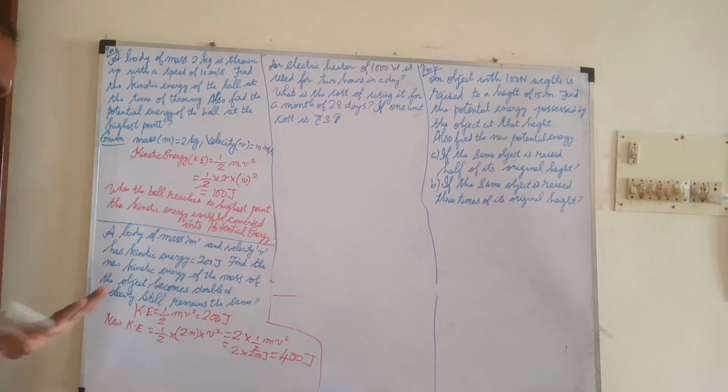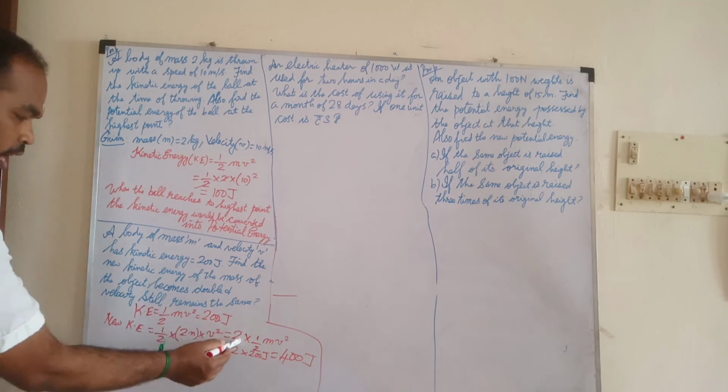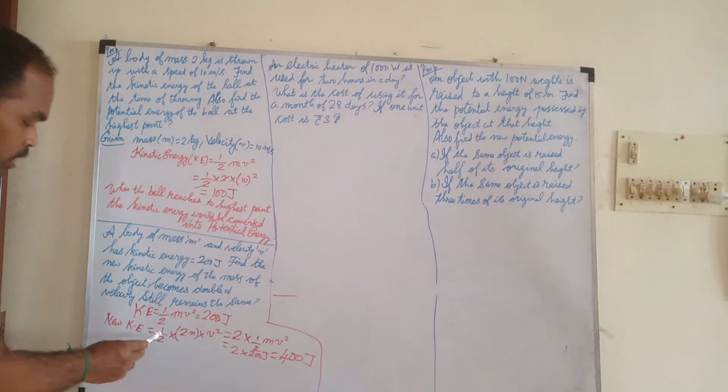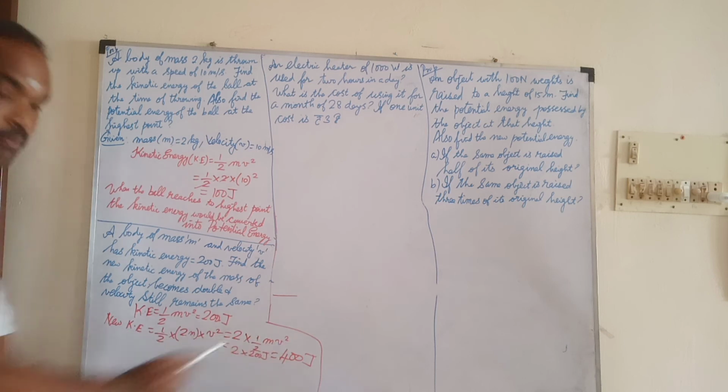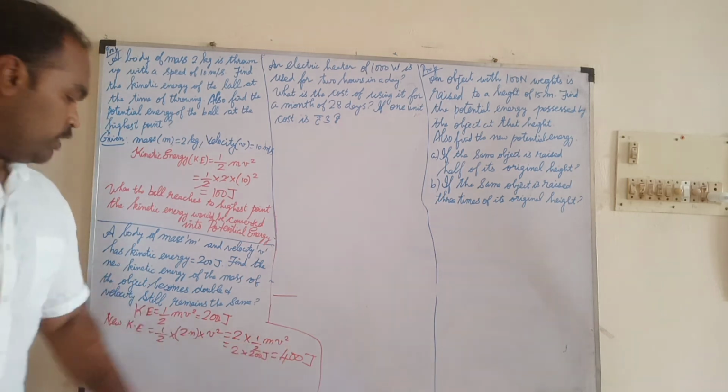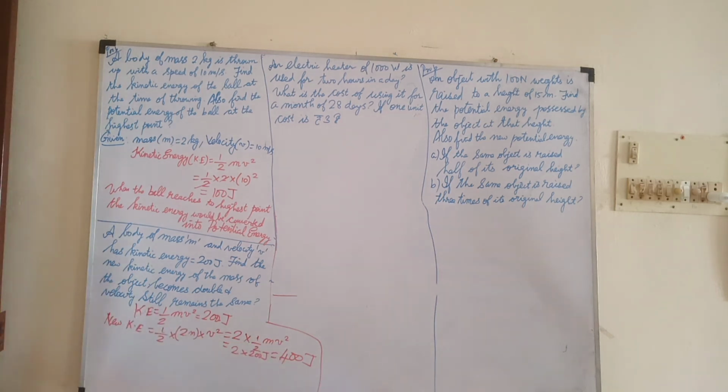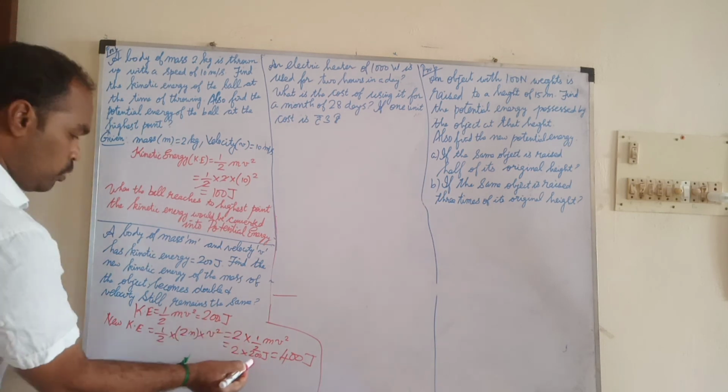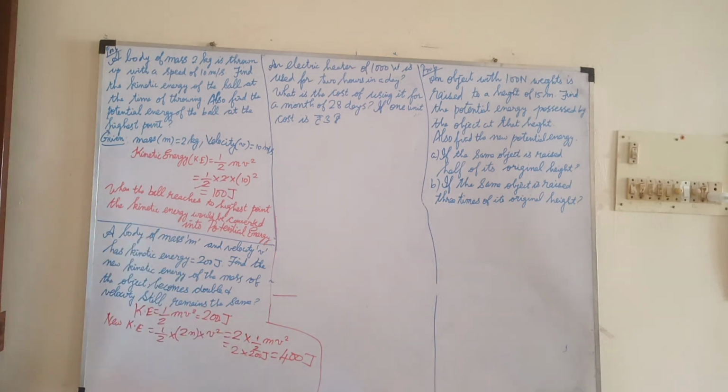Now this 2 I have put separately. 1 by 2 mv square separately I have mentioned. 1 by 2 mv square is what? Kinetic energy, 200 joules. So 2 into 200 joule equal to how much? 400 joules. Are you clear or not? Yes, sir. Once more you please tell me.